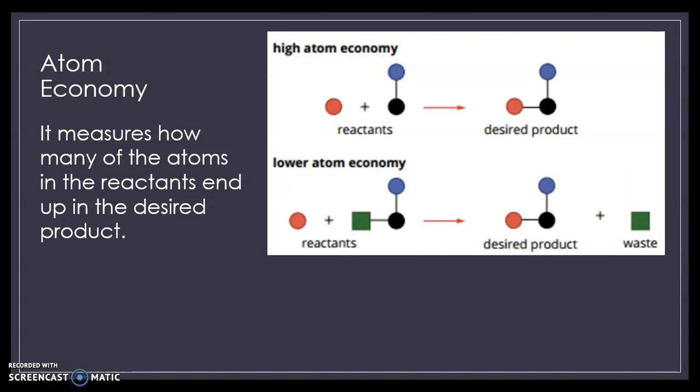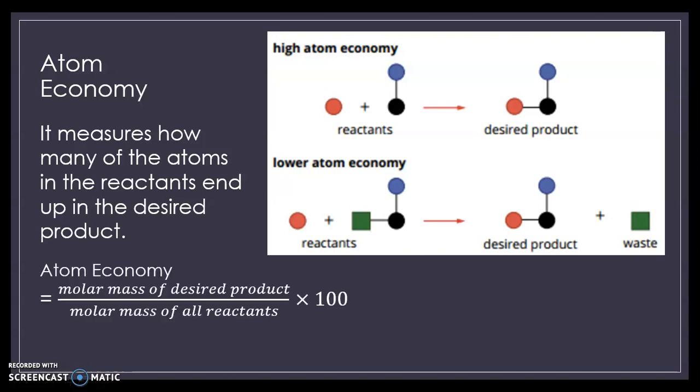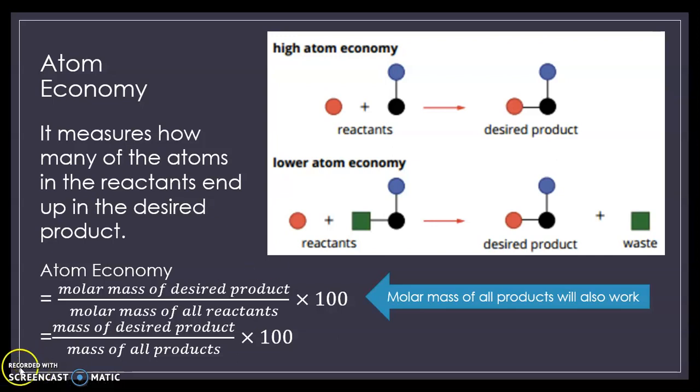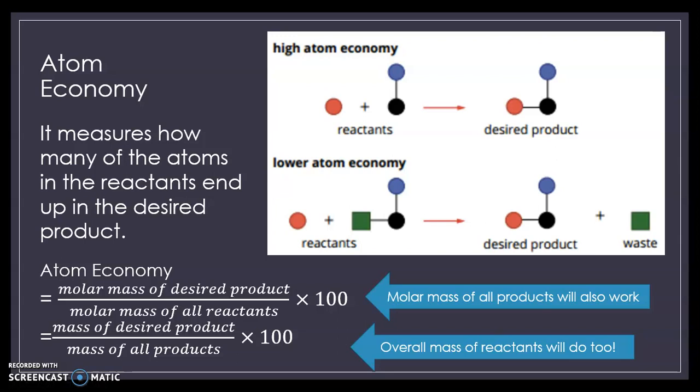So how do we quantify this kind of analysis? We use the molar mass of the desired product over the molar mass of all reactants. And you know that the molar mass of all reactants equals the molar mass of all products, because no atoms will be lost in the chemical reaction. So the molar mass of all products in this equation will also work. If we don't have the molar mass of all reactants or products, then the mass of desired product over mass of all products will also do. And again, overall mass of reactants will do too.